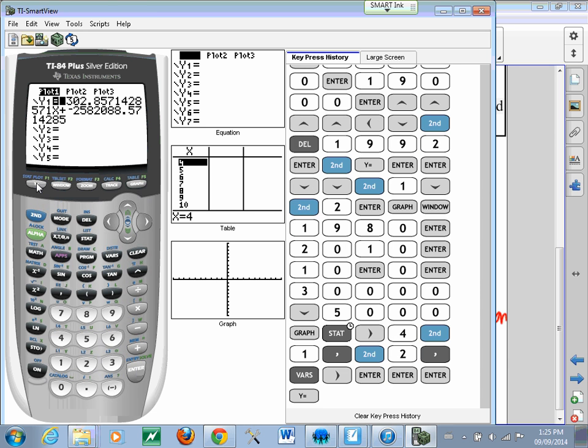And if I press y equals, we've got our equation right there. If I press graph, we've got that value right there.